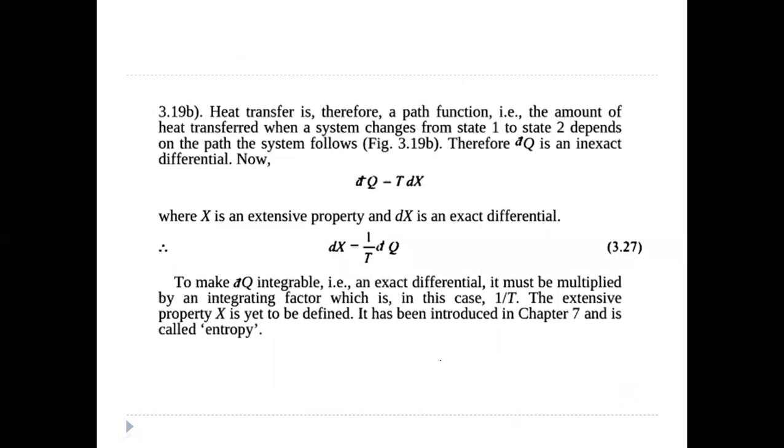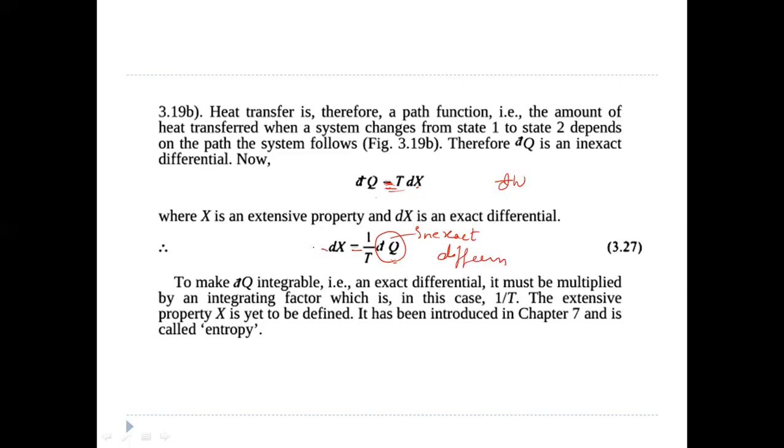So we are saying that heat transfer is a path function. That means the amount of heat transfer dq depends upon the path that is followed. That means it is an inexact differential. So similar to dW as an inexact differential, dq is also an inexact differential. So it is represented by a dashed line at its top. And next here, dq is given by dq is equal to T dX. So here X is an extensive property. So from this equation, dX can be written as 1 by T into dq. dq is an inexact differential.